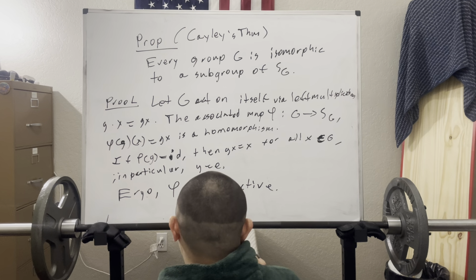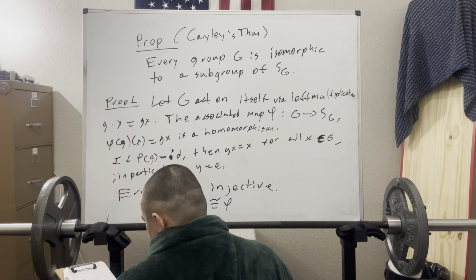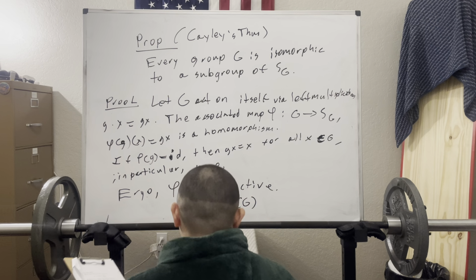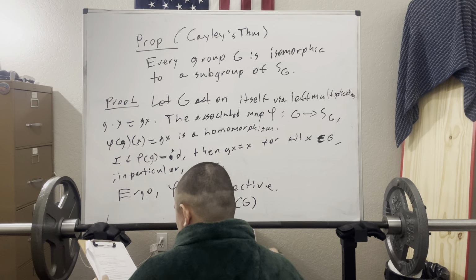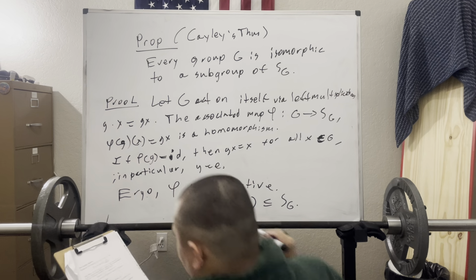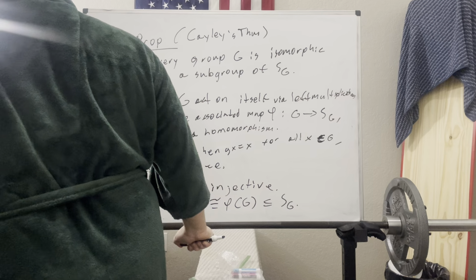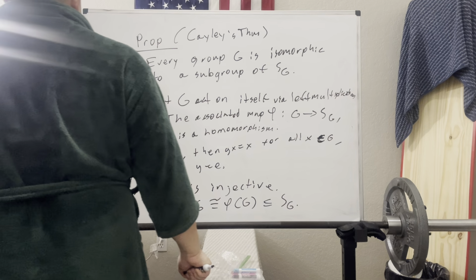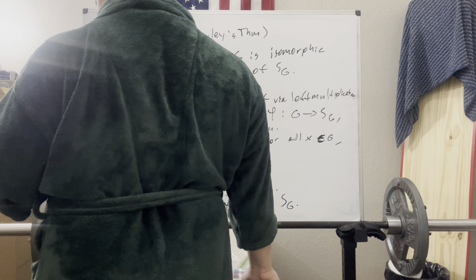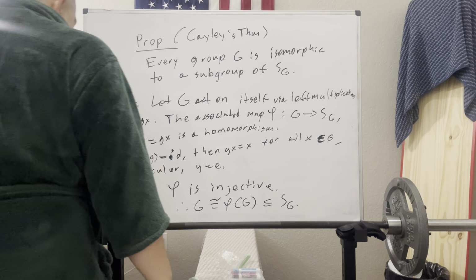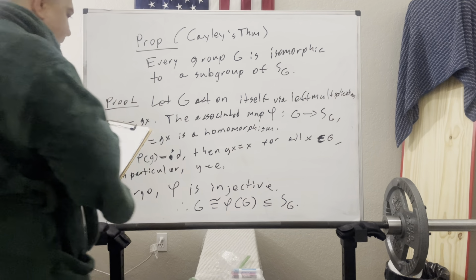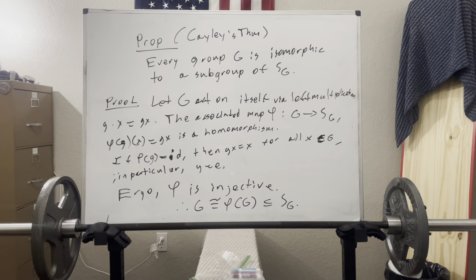So therefore, G is isomorphic to phi of G, which is a subgroup of S sub G, the symmetric group of G. I believe that's the way of saying it. Right. So now we can get into more calculated examples.